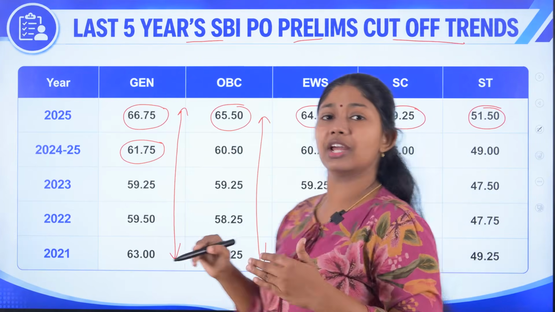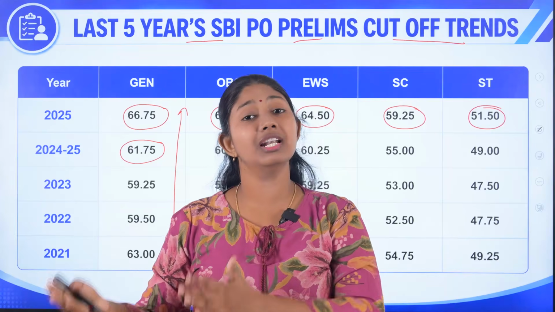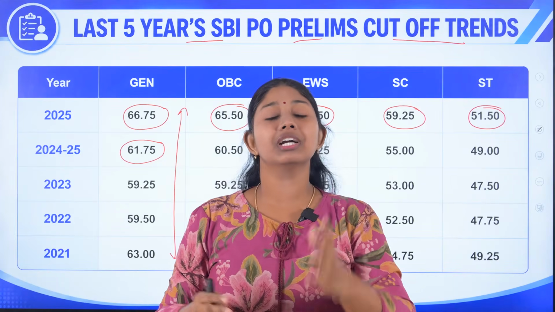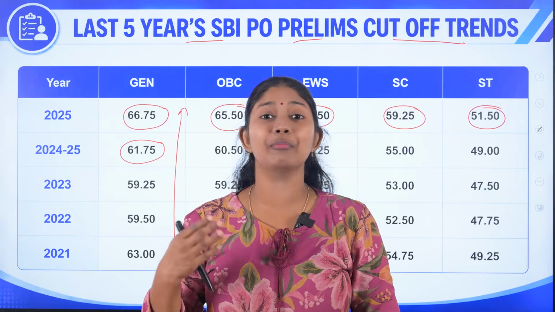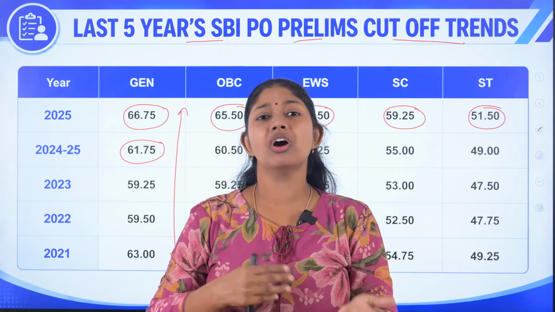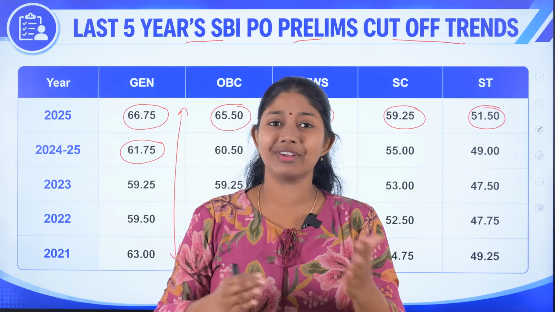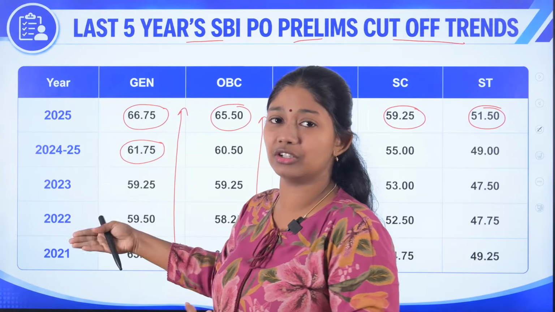We cannot predict the cutoff unless we have given the paper, because the cutoff depends on 3 factors: the number of vacancies, the number of aspirants, and the difficulty level of the paper. If your paper is easy, there is normalization. All these factors affect the cutoff, so this is just the previous years' cutoff.